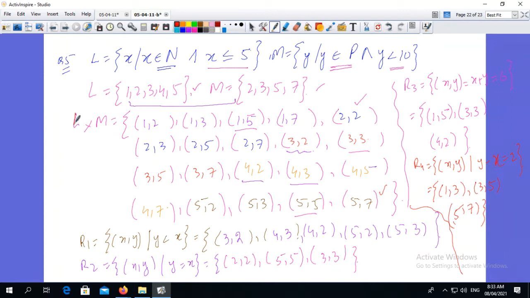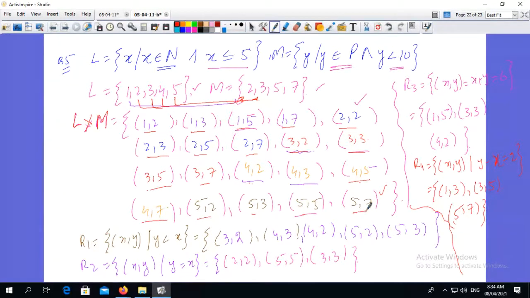After this I have to find L cross M, the binary relation of L cross M. First we write 1 with all elements of M, then we write 2 with all elements of this, then we write 3 with all elements, and so on. So we get these ordered pairs: (1, 2), (1, 3), (1, 5), (1, 7), (2, 2), (2, 3), (2, 5), (2, 7), (3, 2), (3, 3), (3, 5), (3, 7), (4, 2), (4, 3), (4, 5), (4, 7), (5, 2), (5, 3), (5, 5) and (5, 7).